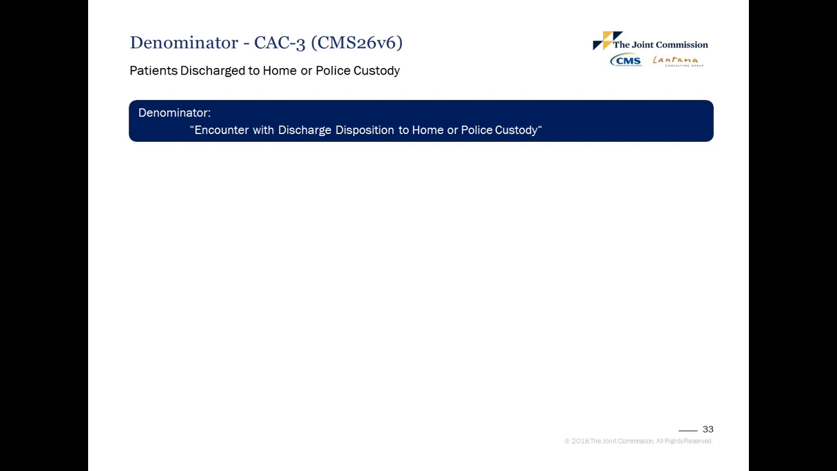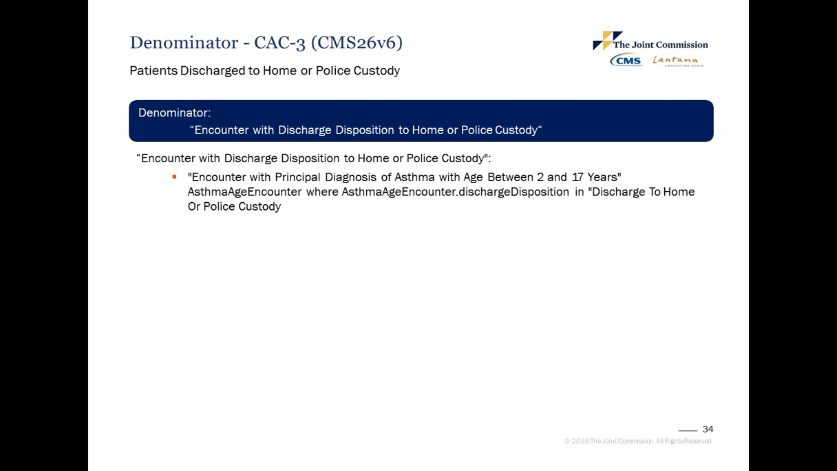Turning to slide 33, once a patient qualifies for the initial population, we continue moving through the logic to the denominator. The denominator is looking for patients with a discharged disposition of home or home with police custody. Here is the logic for the denominator population. And you'll notice that we reuse the encounter with principal diagnosis of asthma with age between 2 and 17 years from the initial population that we just discussed.